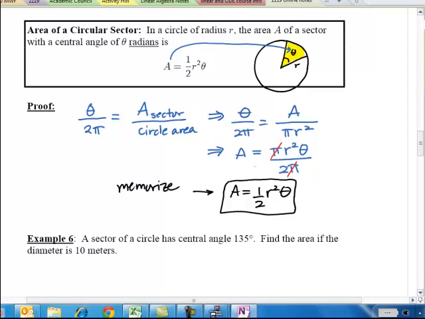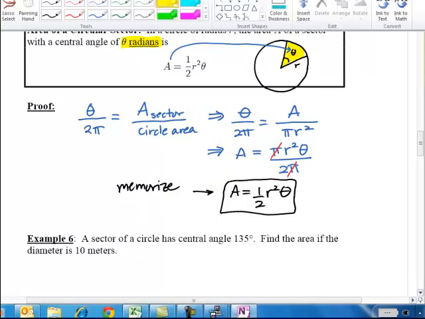But if you don't memorize it, hopefully just going through this proof you can come up with it yourself, as long as you remember the formula for the area of a circle and that you can set up these ratios that should be equal. And just like the other one, I want to emphasize again that theta has to be in radians. If theta is in degrees, then you can convert it to radians first and then use this formula.